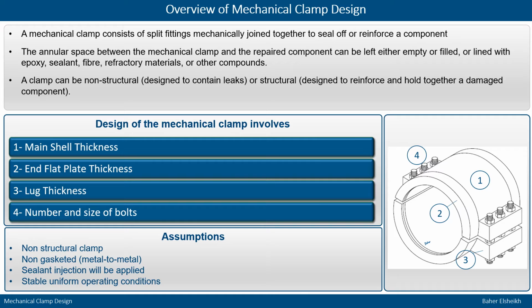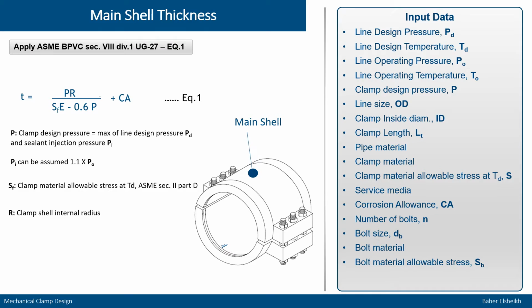In this video, we will explore only the non-structural clamp and non-gasketed metal-to-metal contact with sealant injection applied, assuming that there are stable and uniform operating conditions. If any of those assumptions is not applied or not achieved, you might need some other more detailed design method, and you might also explore the application of finite element analysis.